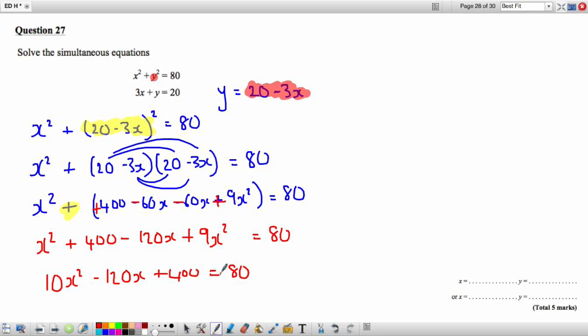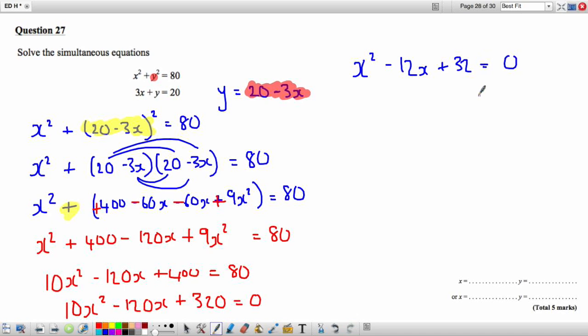We now need to make this equal to 0, so we're going to subtract the 80. We then have 10x squared minus 120x plus 320 equals 0. Now we can divide all of these numbers by 10, which is going to make this simpler. So we then have x squared minus 12x plus 32 equals 0.